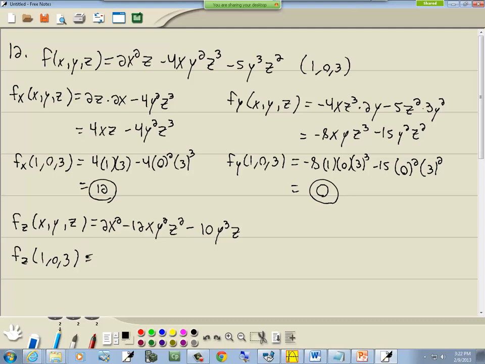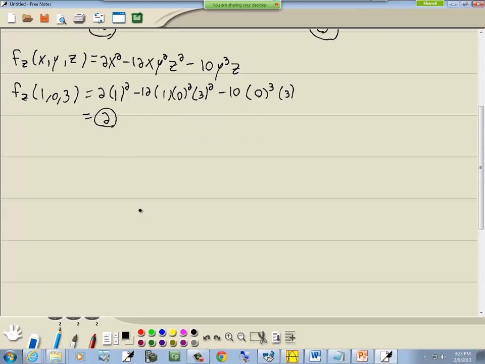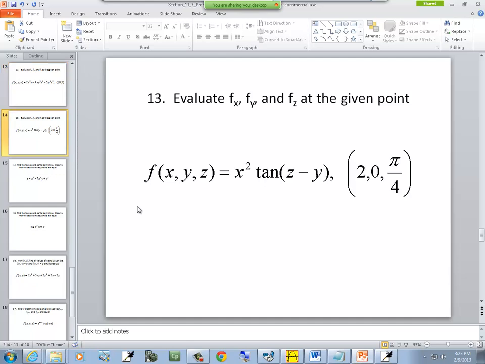Okay, so now we'll plug in everything. So x is 1, so we've got 2 times 1 squared minus 12 times 1 times 0 squared times 3 squared minus 10 times y, which is 0 to the third, times z, which is 3. Those zeros drop away, and we've got 1 squared, which is 1, times 2, which gives us 2. And that's right. Answers. Okay. Evaluate the three partials at the given point again. And grab a drink.